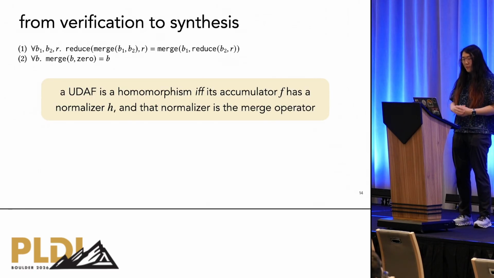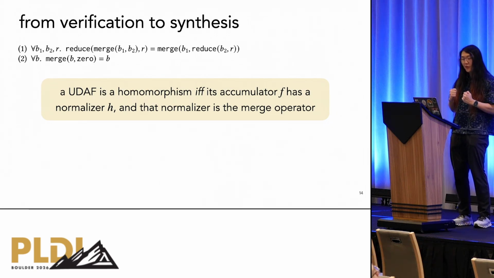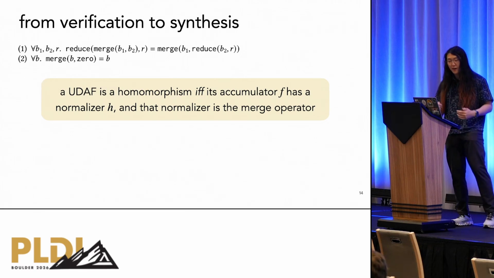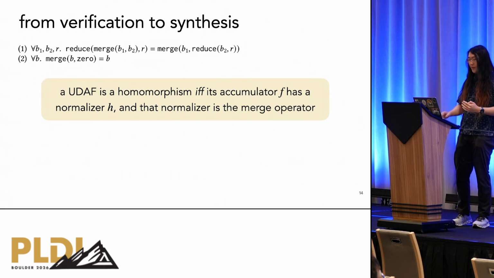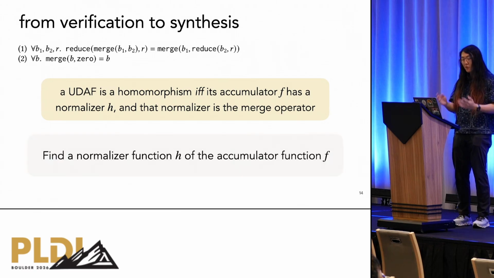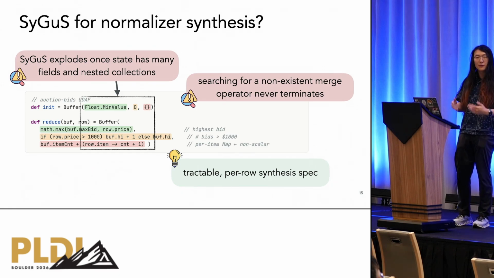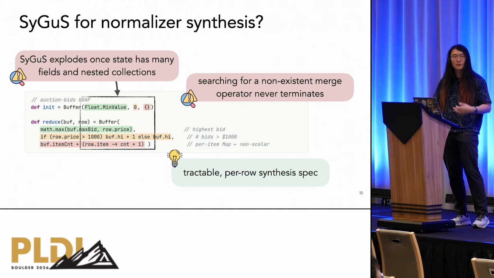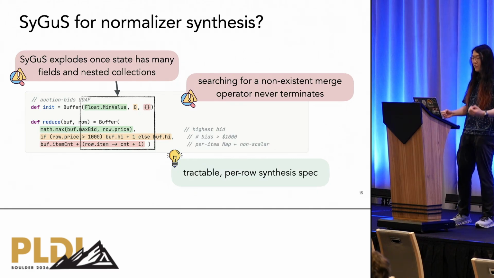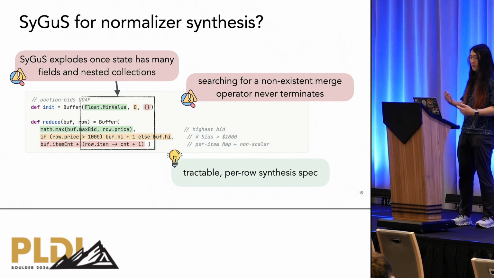This is based on the result: a UDAF is a homomorphism if and only if its accumulator function f has a normalizer h, and the normalizer is the merge operator. So instead of finding the merge operator, we can just find the normalizer function h with respect to the accumulator function f. Now, the most natural thing to think about is, well, we can probably use some off-the-shelf SyGuS solver for normalizer synthesis now that we have this tractable per-row synthesis spec.